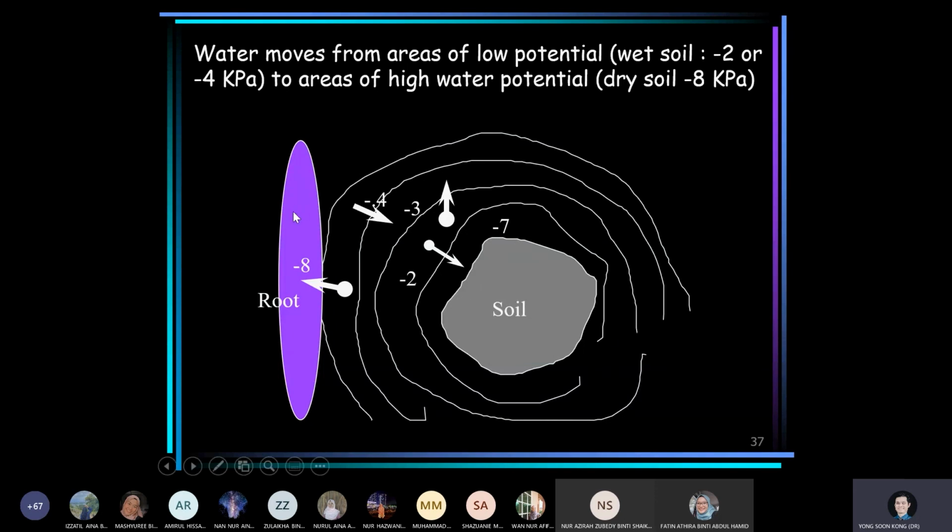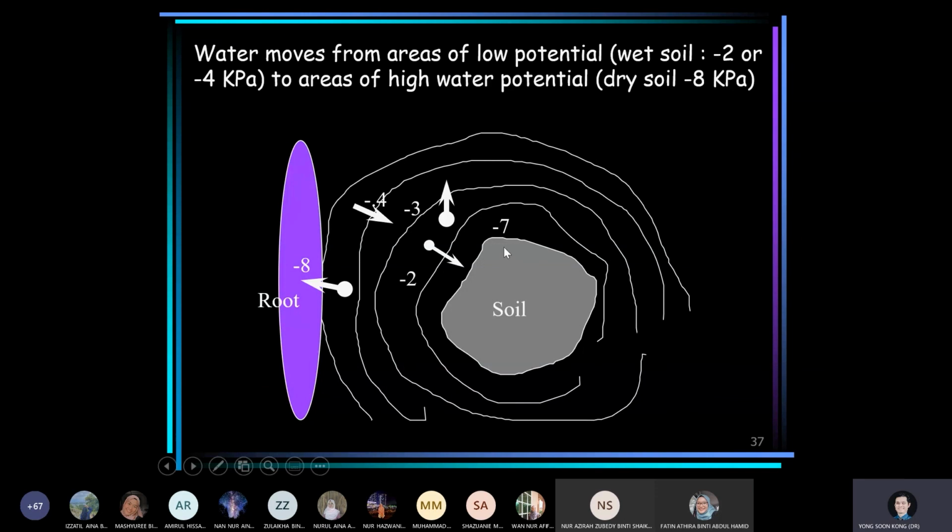Now, for these two examples, the reason why root is said to be drier is because root, I'm talking about living plant root, they absorb moisture. I'm sure you know why. Because it needs water for photosynthesis. So water is kept being removed from its surface upwards for photosynthesis. That is why the surface of root is said to be drier, because there's a constant loss of water upwards due to photosynthesis.